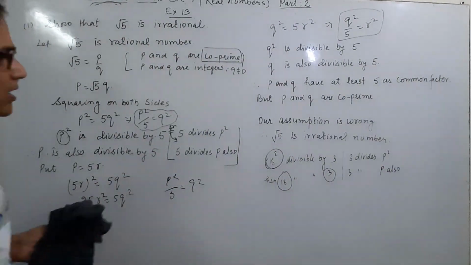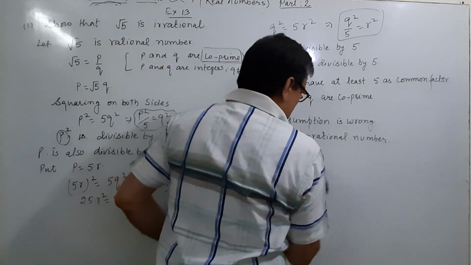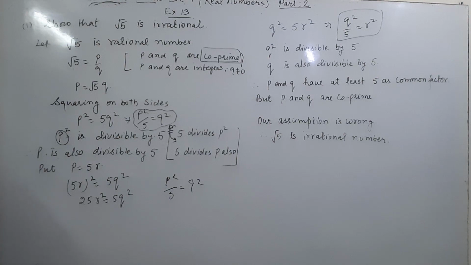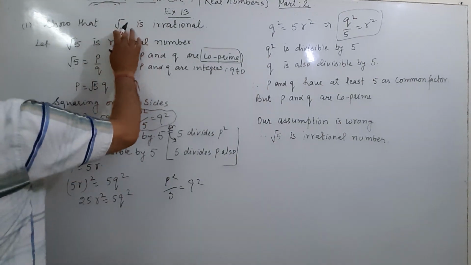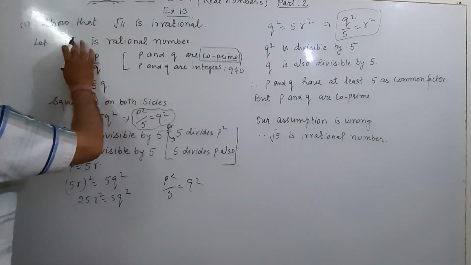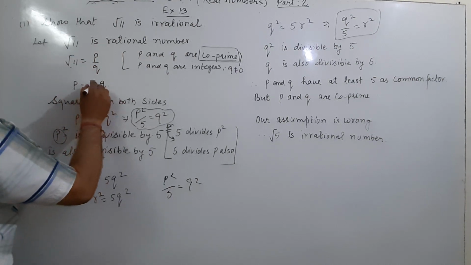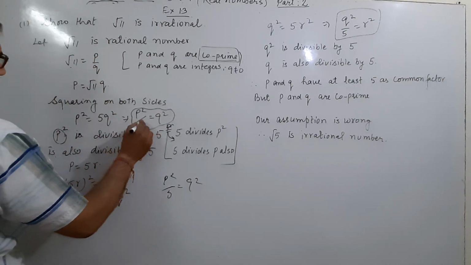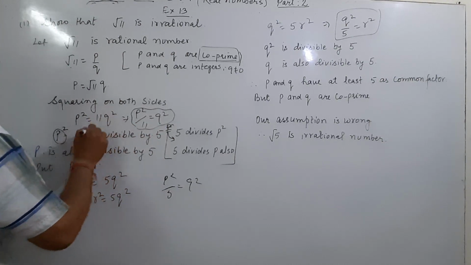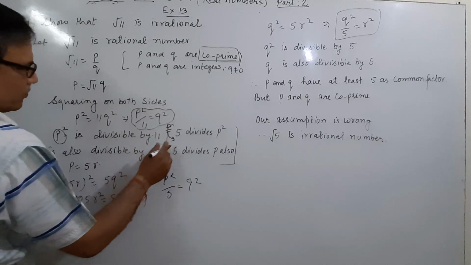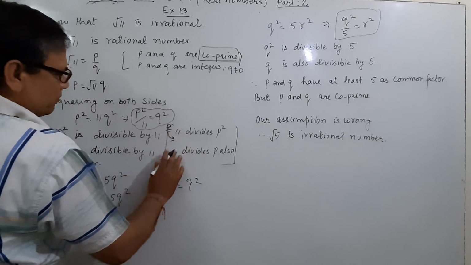And now a similar question we do, and similar you can do. If there is root 5, here it is mentioned root 11. You write root 11. Here is 11, same. You have to change the digit: you have to write 11 in place of 5.